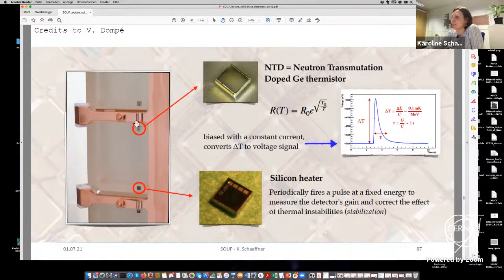So you send pulses there and you see if the detectors run stable in time. With such an NTD of CUORE, you can measure a temperature increase of around 100 microkelvin per MeV of energy deposition in such a crystal.